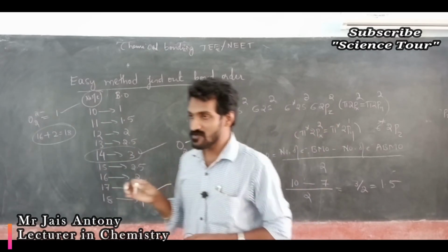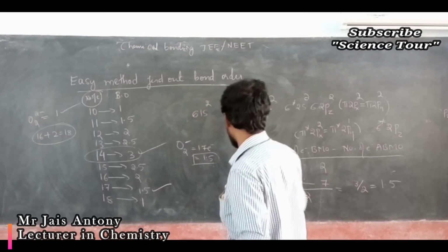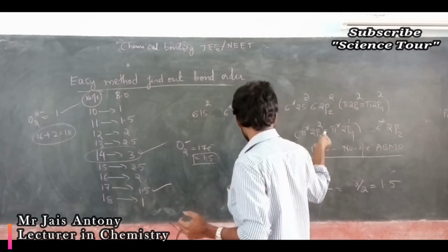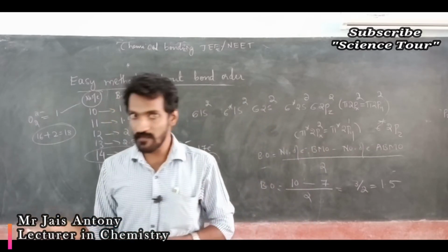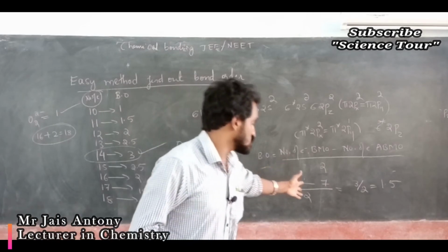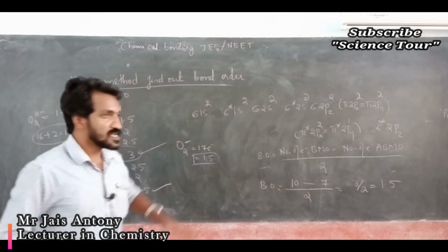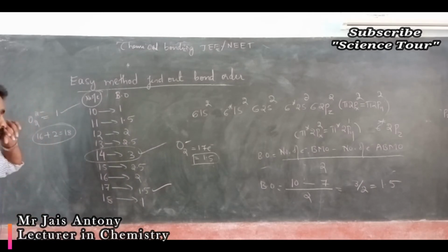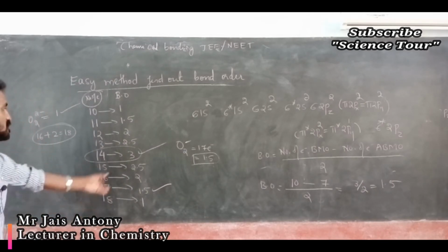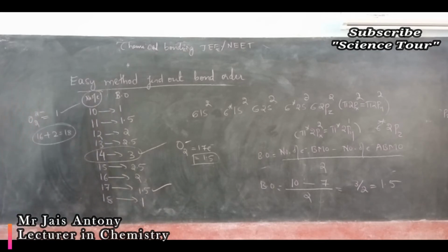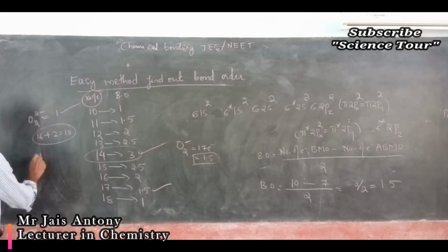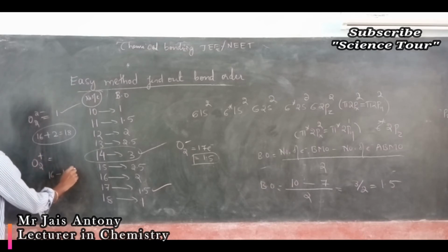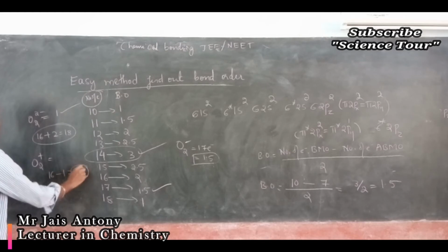Each time you have to calculate and you have to write this formula, number of electron in BMO minus number of electron in ABMO, and you are getting the answer. After this substitution, it takes 2-3 minutes. Instead of that, if your counting number of electron is 15, immediately you can write 2.5. For example, my dear students, O2 plus, that means 16 minus 1, 15 electron. So 15 electron means 2.5.